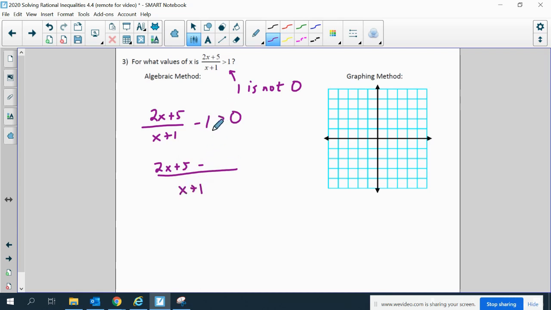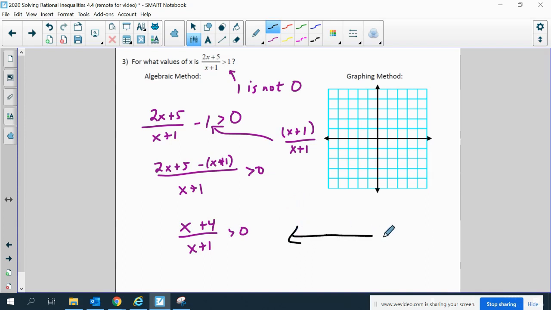So I'm going to change 1 to be (x plus 1) over (x plus 1). So then I end up with (2x plus 5 minus (x plus 1)) over (x plus 1). So this ends up being (x plus 4) over (x plus 1) is greater than 0. And that's pretty straightforward. So I have critical points at -4 and 1. I'm sorry, -4 and -1.